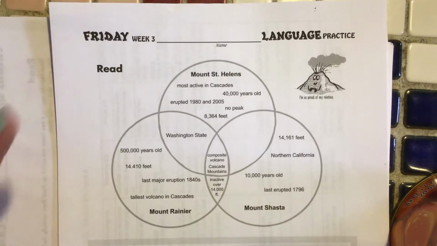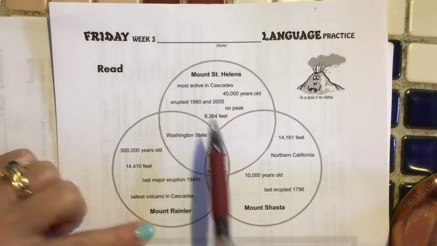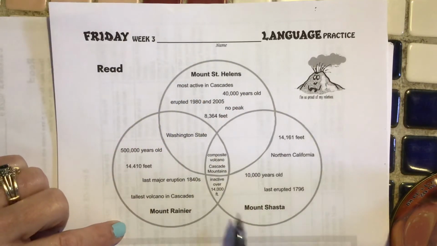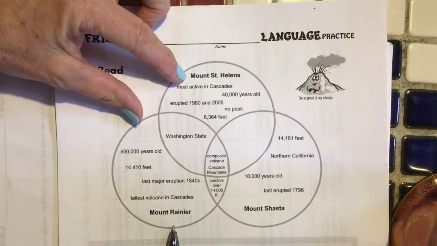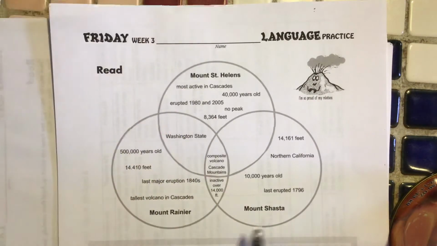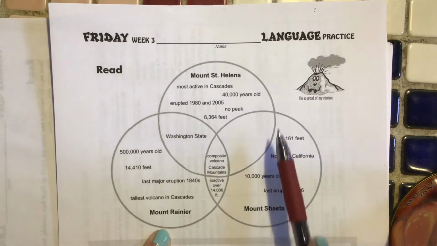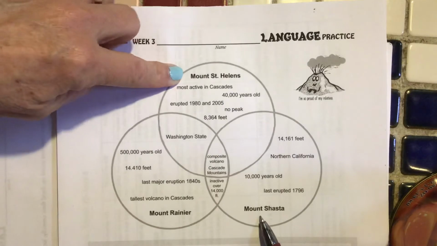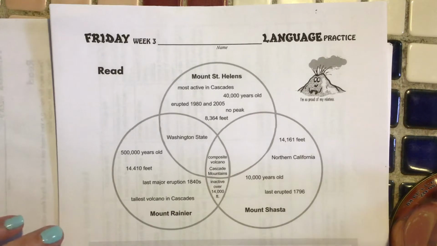So here's how we read this. Each one has a title, so the things inside that circle belong to that volcano. Where it says Washington State, that connects Mount St. Helens and Mount Rainier. So we know those two have that in common. Then Mount Rainier and Mount Shasta have in common these things here in the middle. And then it shows us that there's nothing here. That means Mount St. Helens and Mount Shasta do not have anything in common, okay? So this is how we read this.